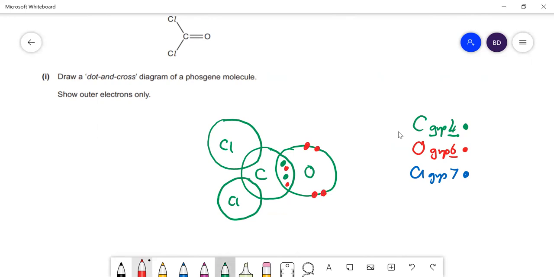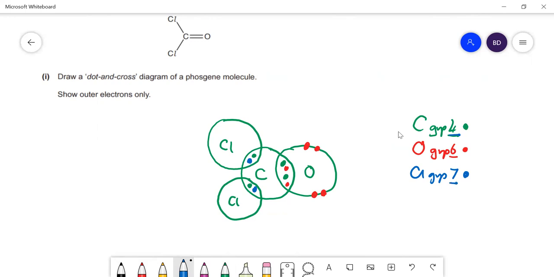Now, in the single bond between the chlorine there, so just 1 pair of electrons, the blue electron from the chlorine. Now, carbon is in group 4. How many green dots have I drawn? I've drawn 4, so I've drawn them all. Don't need to add any lone pairs outside, they're all involved in bonding.